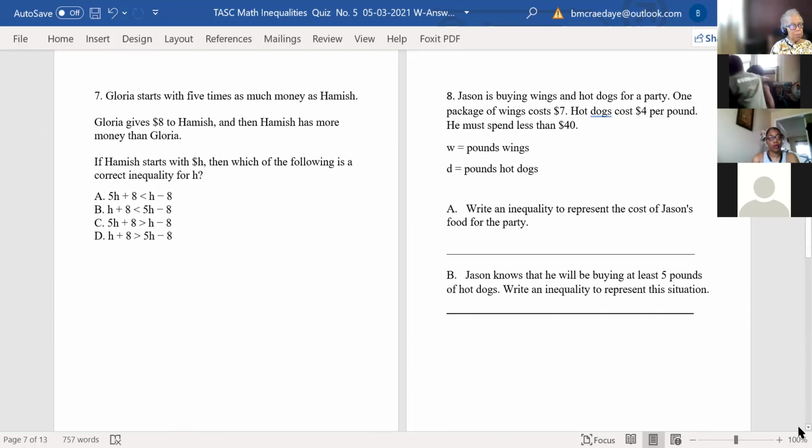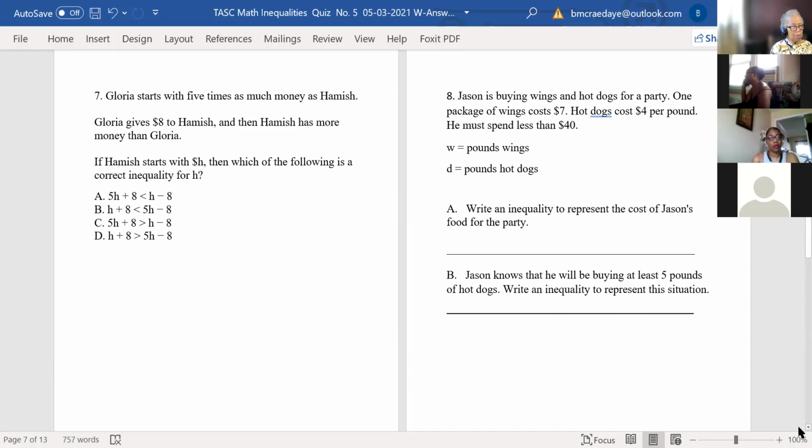Start reading, Maureen. Gloria starts with 5 times as much money as Hanish. Gloria gave $8 to Hanish. And then Hanish has more money than Gloria. If Hanish starts with H, no, that's a dollar sign, right? A dollar sign H. Then which of the following is the correct equality for H?